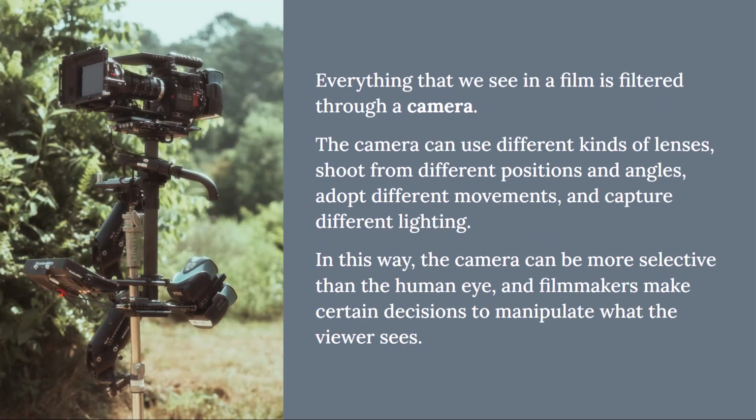Now that we understand the fundamentals of co-expressibility and co-mediation, let's consider how else filmmakers convey meaning through movies. Everything that we see in a film is filtered through a camera, a device that imitates and exaggerates the abilities of the human eye. The camera, for example, can use different kinds of lenses, shoot from different positions and angles, use different movements, and catch different lighting, among other differences. In this way, the camera can be more selective than the human eye, and filmmakers make certain decisions to manipulate what the viewer sees.